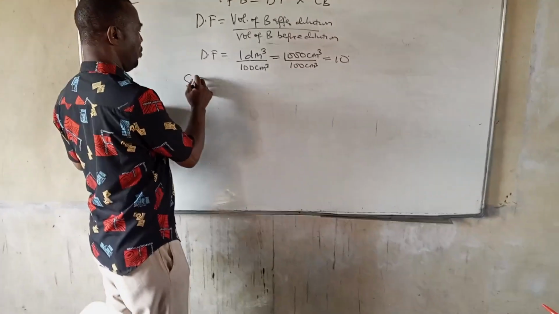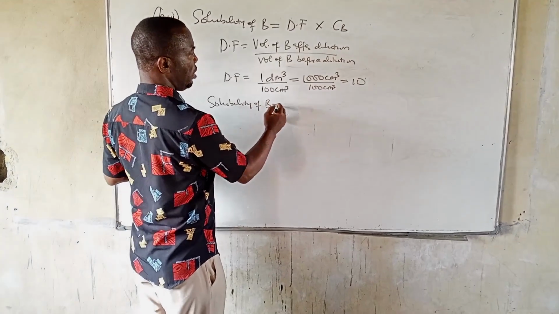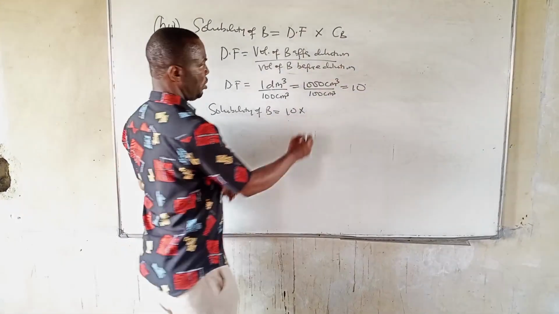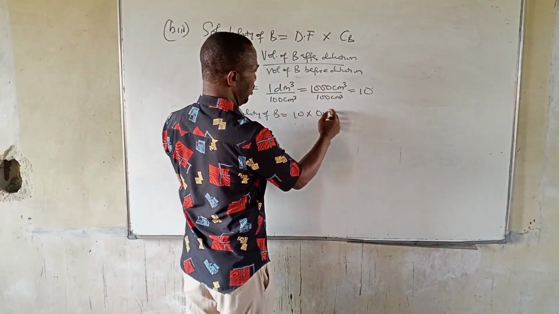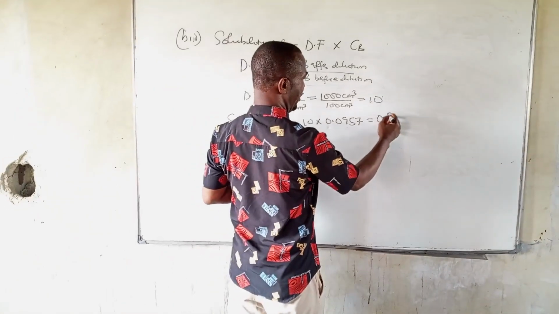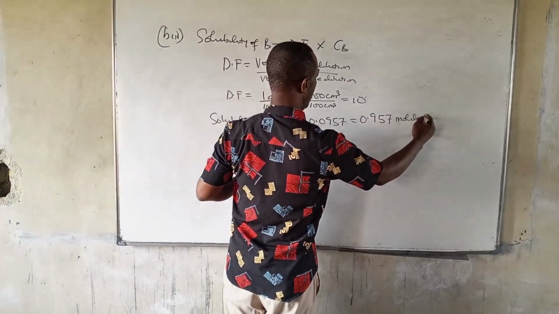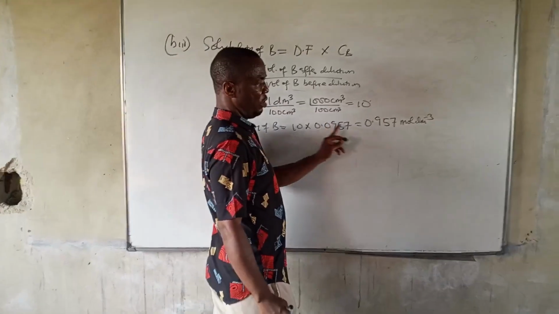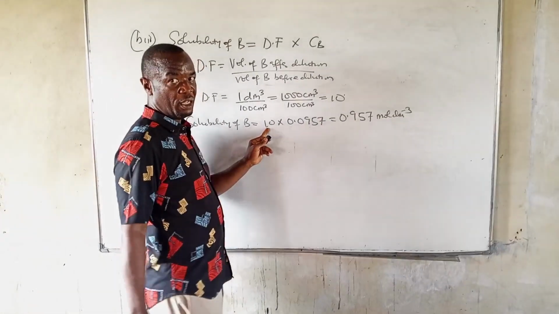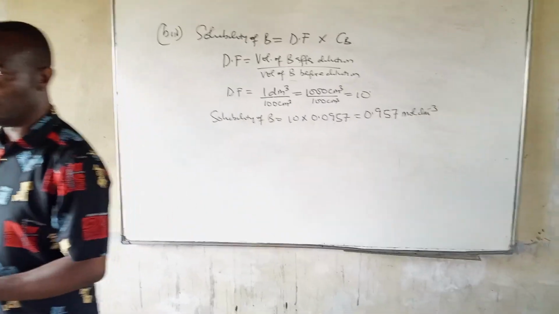So solubility of B will now become the dilution factor, which is 10, times the concentration, which we got as 0.0957. That will give you 0.957 mole per dm cube. Remember, this is different: 0.09 versus 0.95. After you multiply by 10, the same unit, mole per dm cube. So that is the solubility of B.